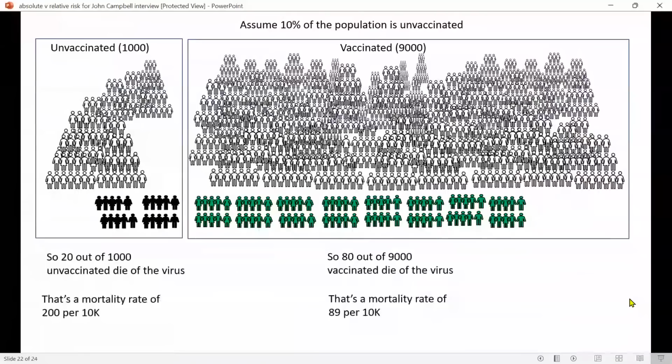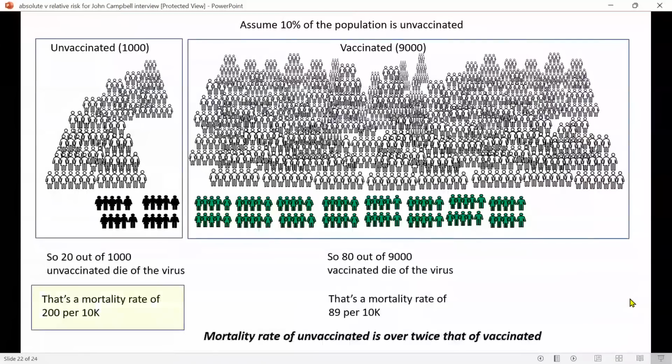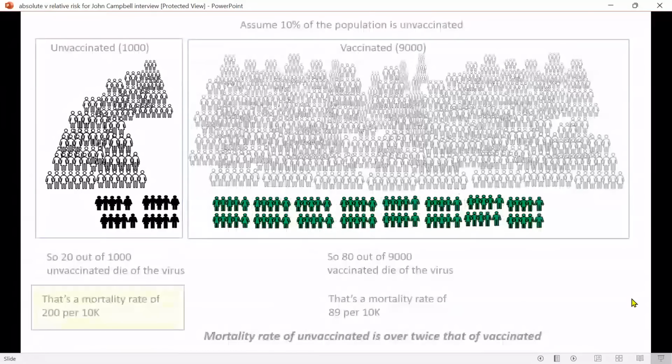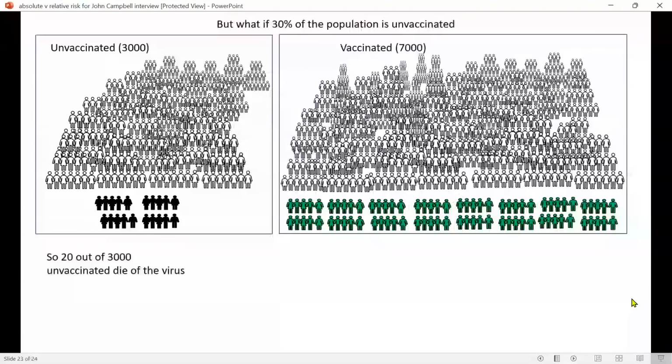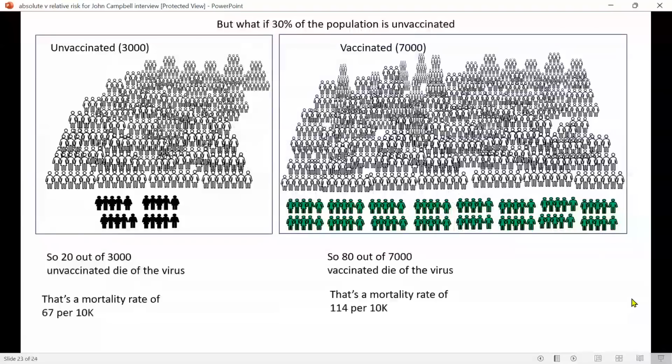But what if we got that proportion, that estimate of the number unvaccinated, wrong? Let's suppose instead of 10%, the true number was 30%. Let's just run through that and see how that makes a difference. So in this case, you're going to have 3,000 unvaccinated and 7,000 vaccinated. That means 20 out of 3,000 unvaccinated die of the virus, and their mortality rate is 20 over 3,000, which is 67 per 10k, whereas 80 out of the 7,000 vaccinated die of the virus, and that's a higher mortality. That's now 114 per 10k. So in this case, the mortality rate of the vaccinated is almost twice that of the unvaccinated, and that would be very powerful evidence against the vaccine.